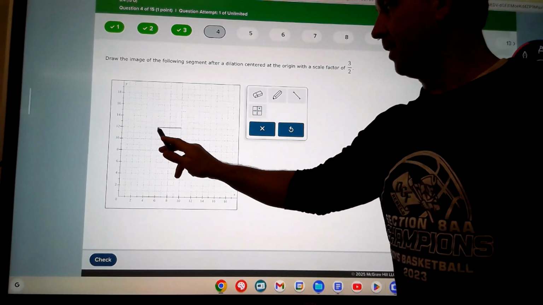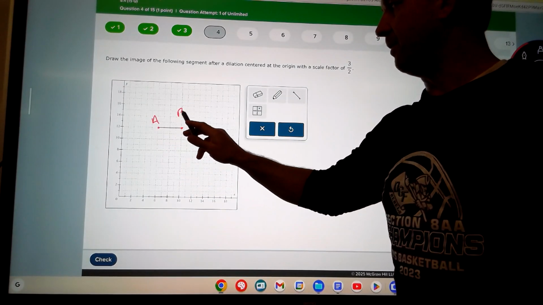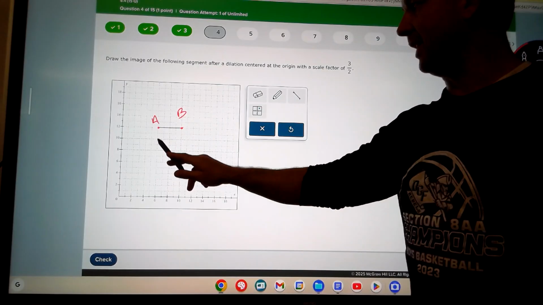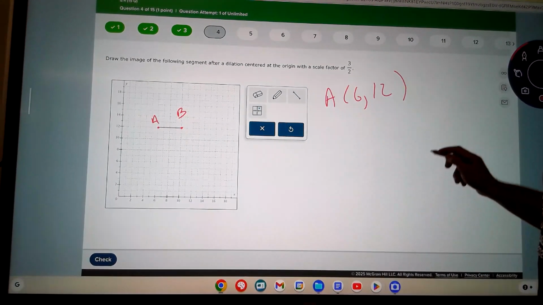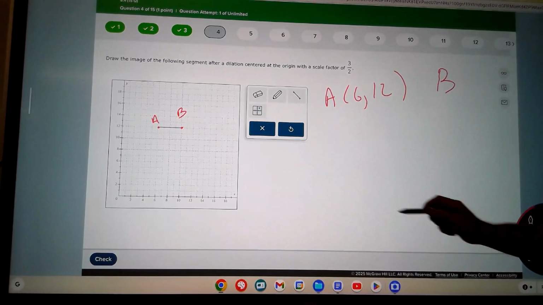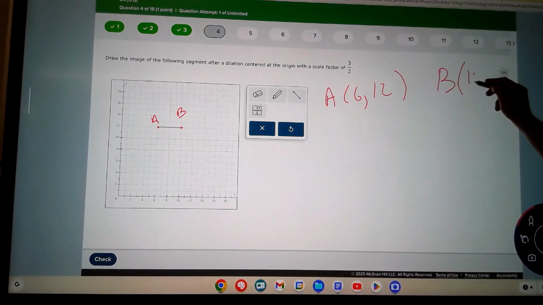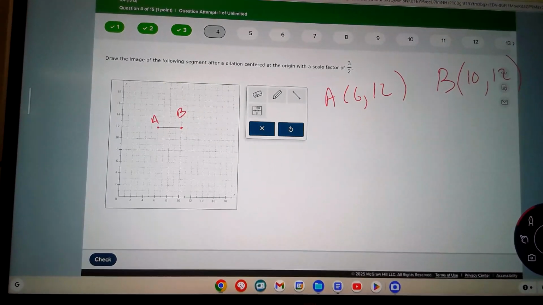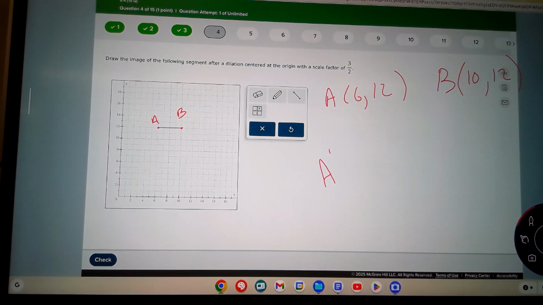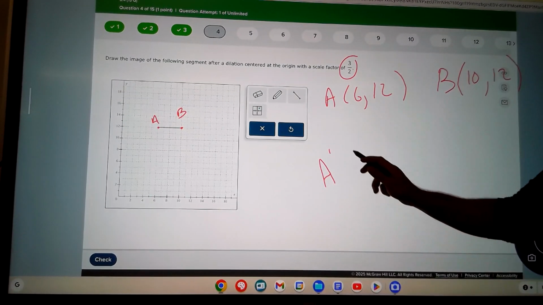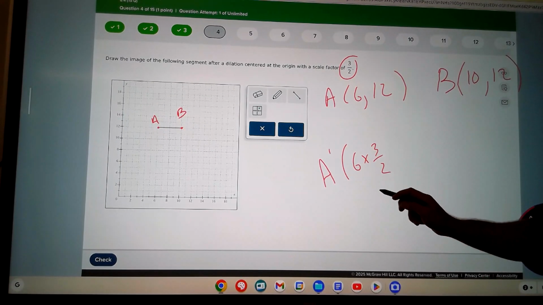So if I were to put a point right there and a point right there, let's just say A and B to make it easier to see. A is at 6, 12, and B is at 10, 12. Now, to get to my A image, I need to take my x times that number. So I'm going to take 6 times 3 over 2.